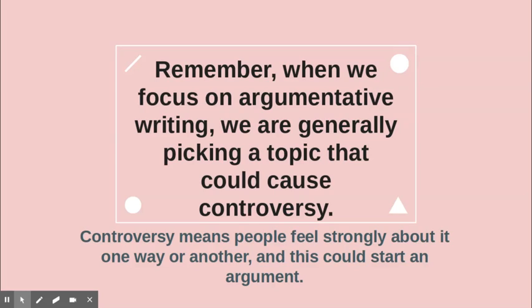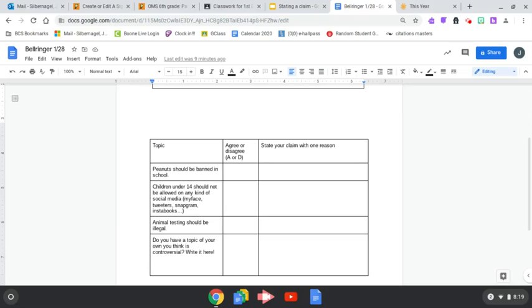So let's get a little bit of practice here with stating a claim. I'm going to ask you guys in your warm-ups to state a claim on these three topics here. Peanuts should be banned in school. Do you agree or disagree with that? So state your claim. Children under 14 should not be allowed any kind of social media. Do you agree or disagree? Animal testing should be illegal. So we'll talk about these in class today. This last section here is if you know of a controversial topic and you just want to jot it down here and bring it up in class so we can have a discussion, that would be amazing. All right.